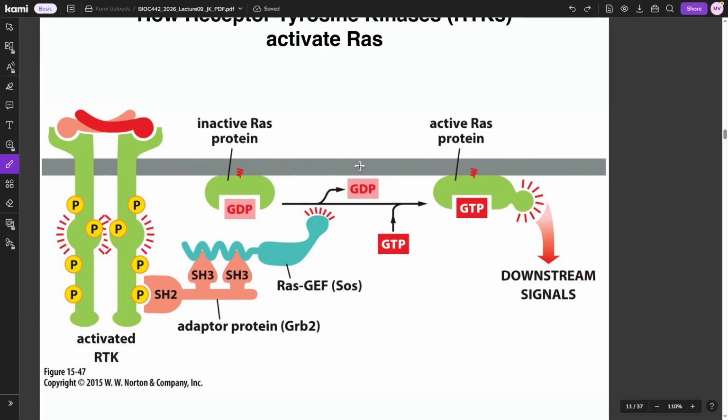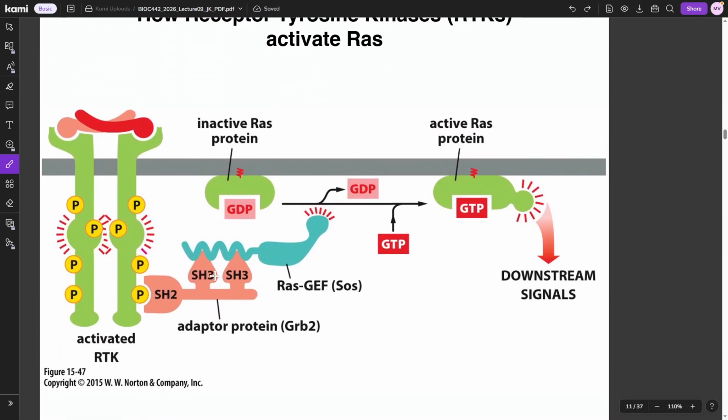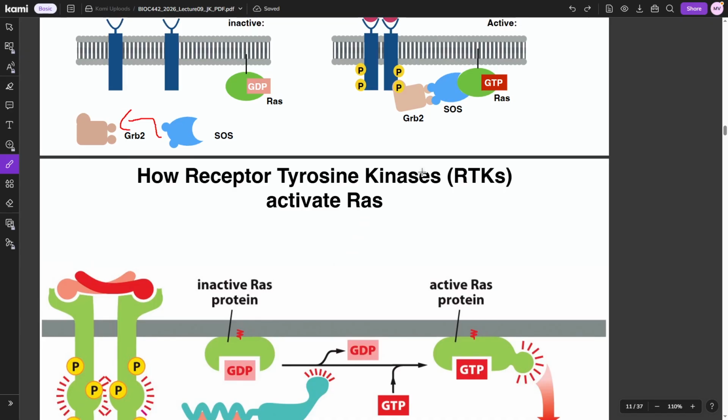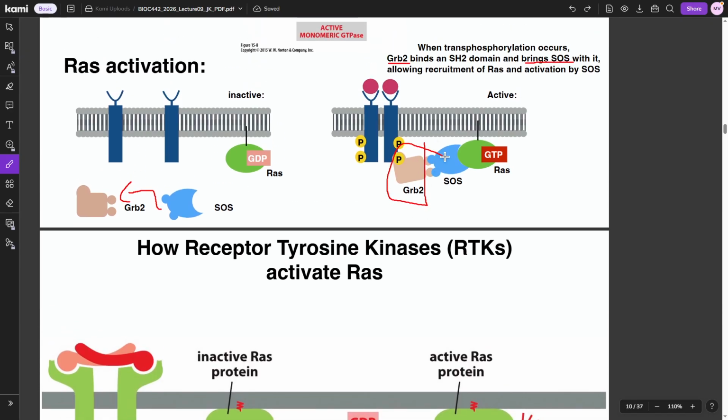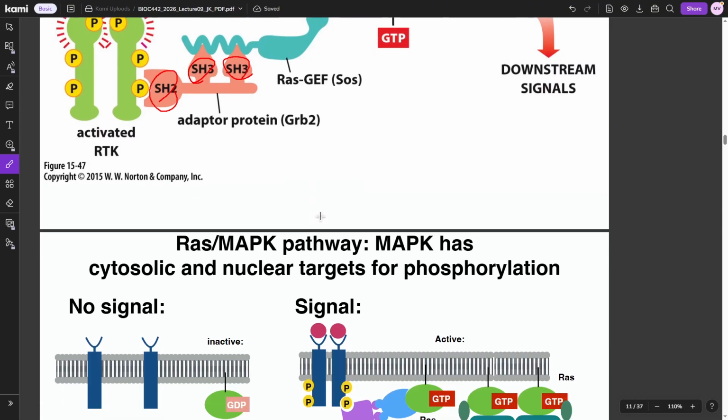So actually, this is a great image. I would copy this. So the SH2s are these, not that. The SH2 and SH3 specifically describe the adapter protein, so it would be GRB2 in that case. So SH2s bind to the RTK, SH3s bind to the extra stuff.